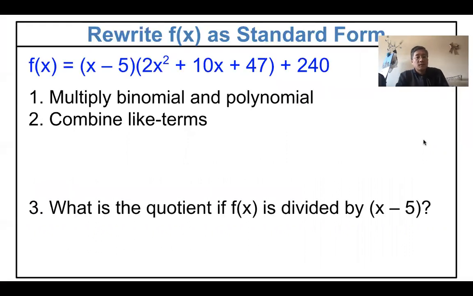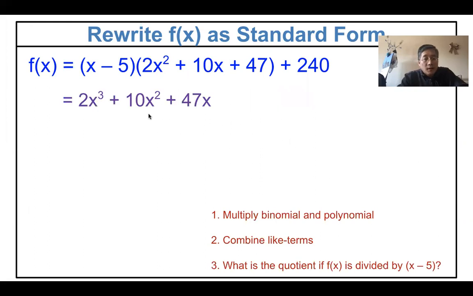So let's say you have a function f of x equal to (x minus 5) times (2x squared plus 10x plus 47) plus 240. How can we rewrite this function into the standard form? So what should we do? We multiply the binomial and polynomial, right? And then combine like terms. So now let's try.